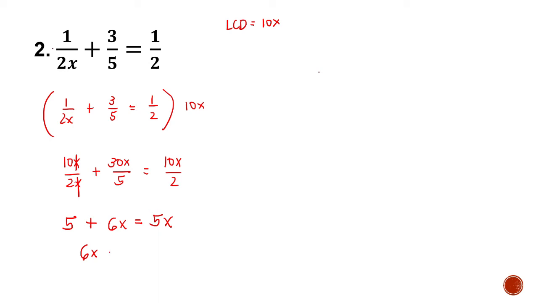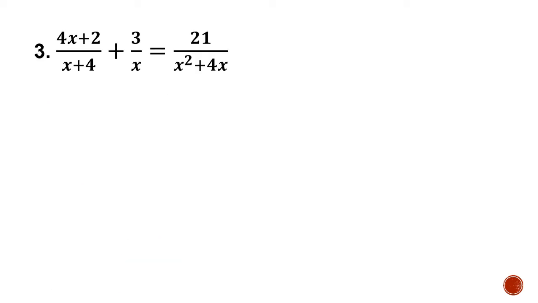Now we can combine similar terms. We put all those numbers with variables on the left side and the constant on the right side. So 6x minus 5x is x, and so what's left is negative 5. So negative 5 is the solution of the rational equation. Easy? Easy lang yan.